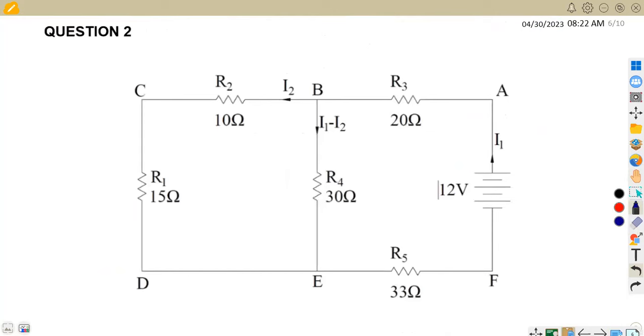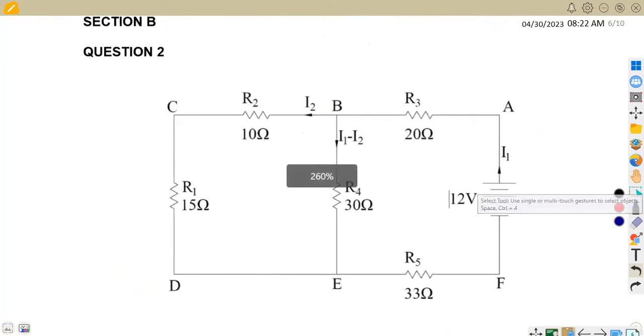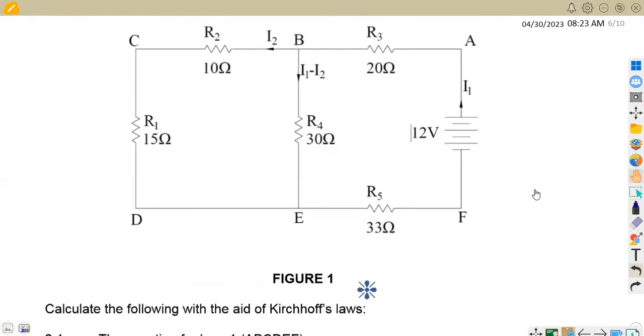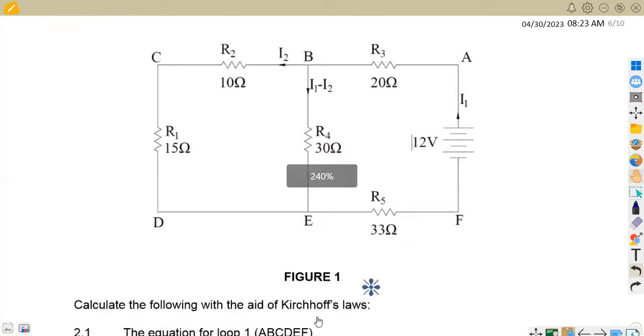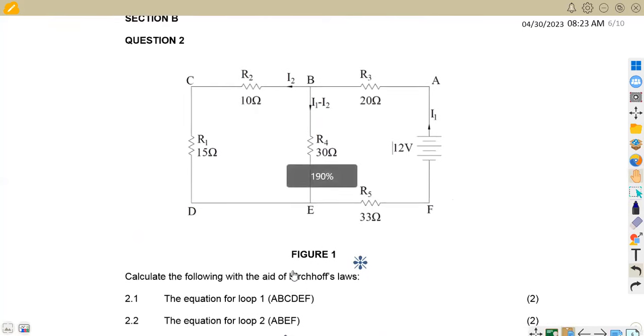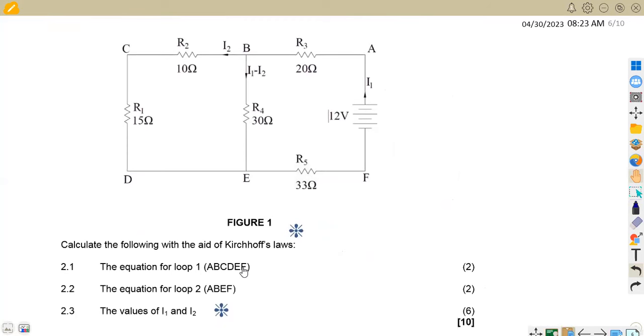All right, on question 2 in section B, we are given an application of our DC theory. Calculate the following with the aid of Kirchhoff's laws. So you're given Kirchhoff's laws to calculate or determine whatever you're given, or to attempt this typical question that we have in this case. The first part of the question is to calculate the following with the aid of Kirchhoff's laws.